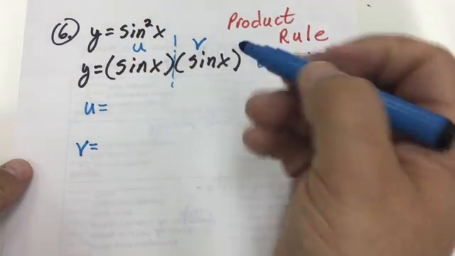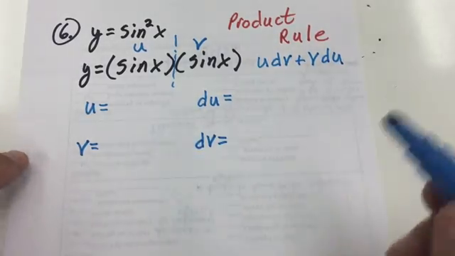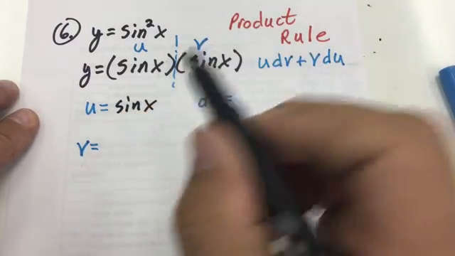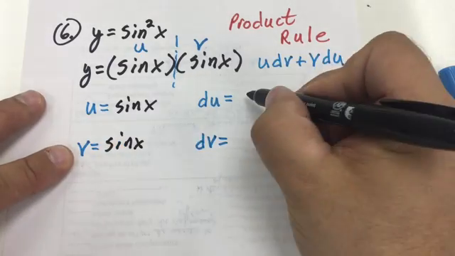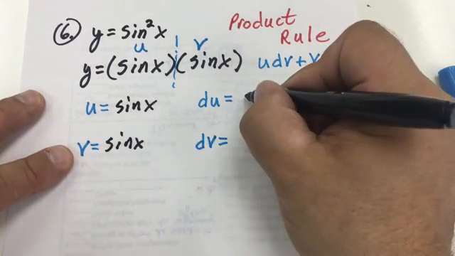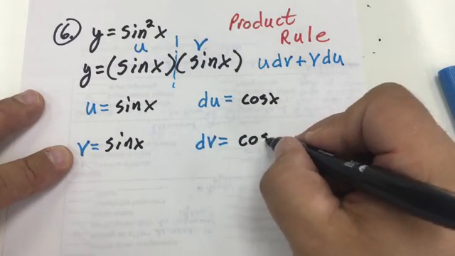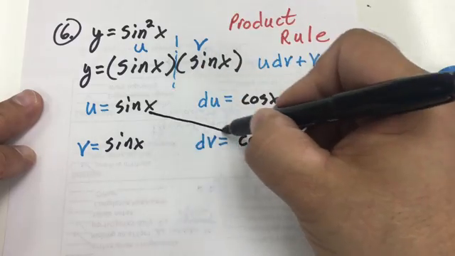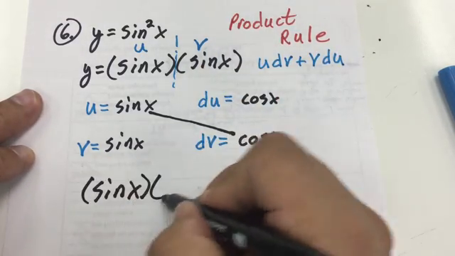And I have a little graphical organizer that I implement for this. I put u equals here, v equals here, the derivative of u equals here, and the derivative of v equals here. Now, u is just sine x, and v is sine x. Kind of strange. The derivative of u, or the derivative of sine x, is cosine x, and the derivative of v, sine x, is cosine x. Now I have to do u times derivative of v, so I do sine x times cosine x.